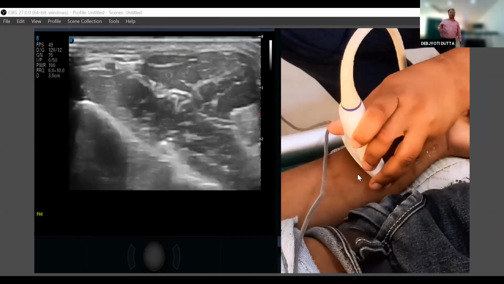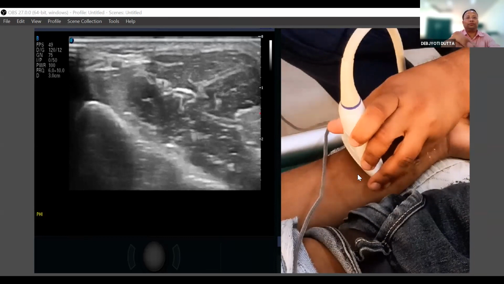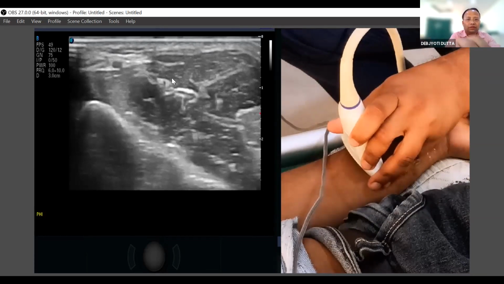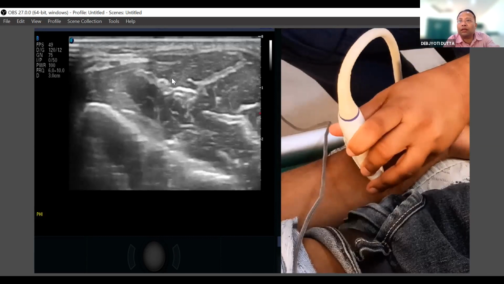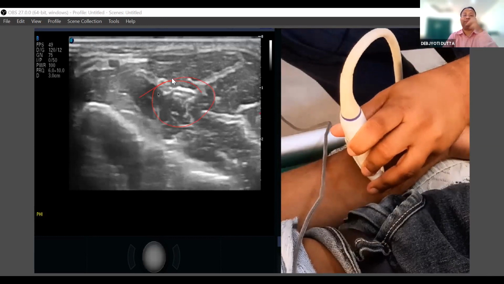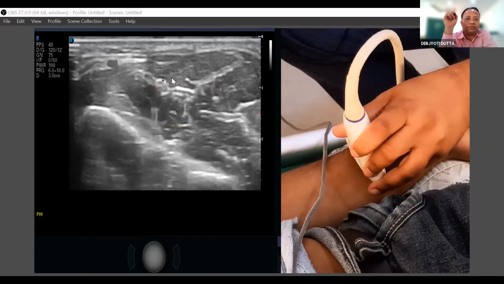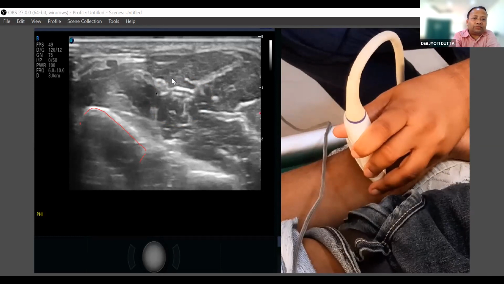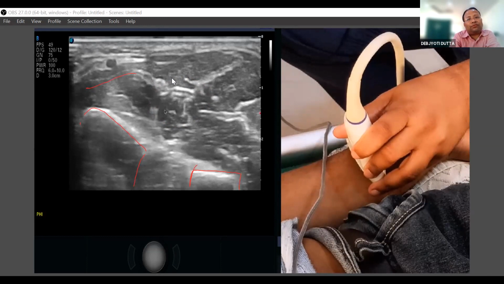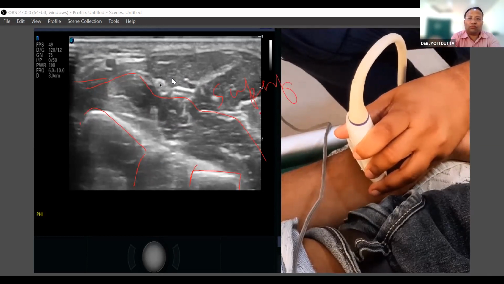So now we are at the proximal portion. Can you see the popcorn-like nerve here? This is the popcorn-like nerve. So what is this nerve? The median nerve. Yes, I have told you, it lies in between the flexor digitorum superficialis tendons, or here the muscular portion, and the flexor digitorum profundus, the deep and superficial flexors. In between this plane, we are able to see the popcorn-like median nerve.